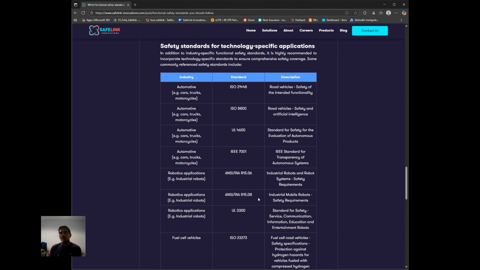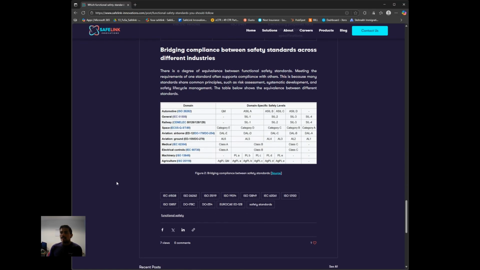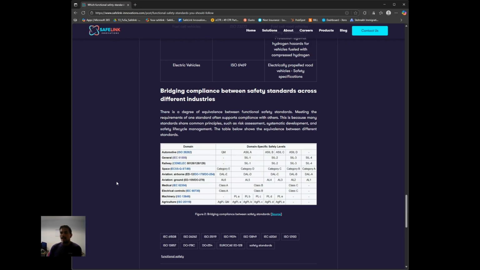Once you've developed your product according to a specific standard, the question may arise, I want to be able to use this product in another domain. I've developed a product according to automotive ISO 26262. Can I use it in the aerospace domain? And the answer is yes. There is an equivalence between standards, which means if you develop your product according to a certain level of a standard, it can be used to an equivalent level of another standard.